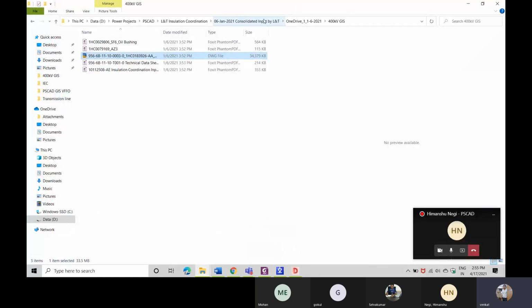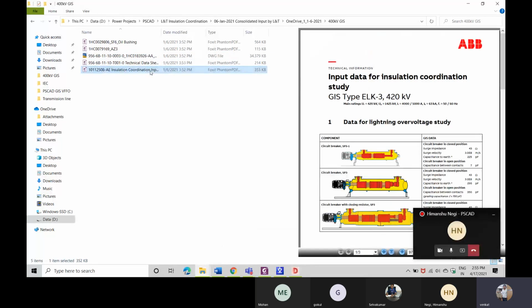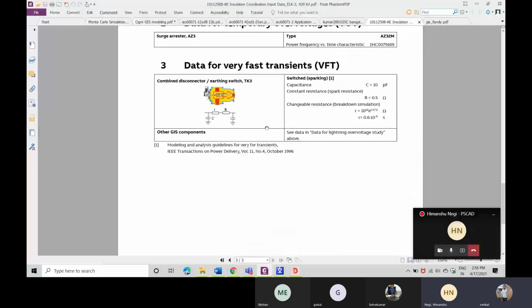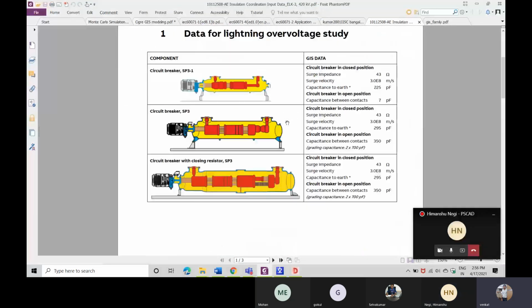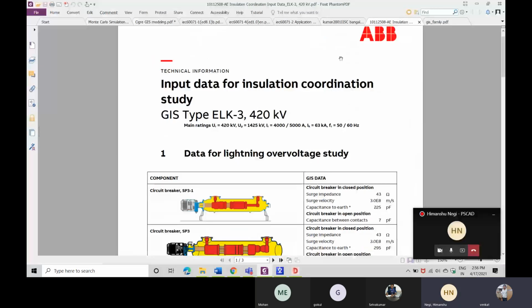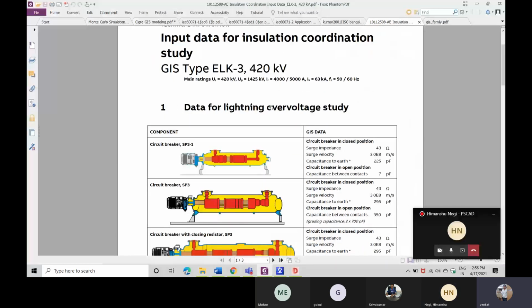Before going for the VFTO modeling, I will tell you some basic things, like what data we have to collect from the customer. The first thing we have to collect from the customer is this drawing, this input insulation. We have seen this drawing, we discussed it. This data we have to collect from the manufacturer of the particular GIS.